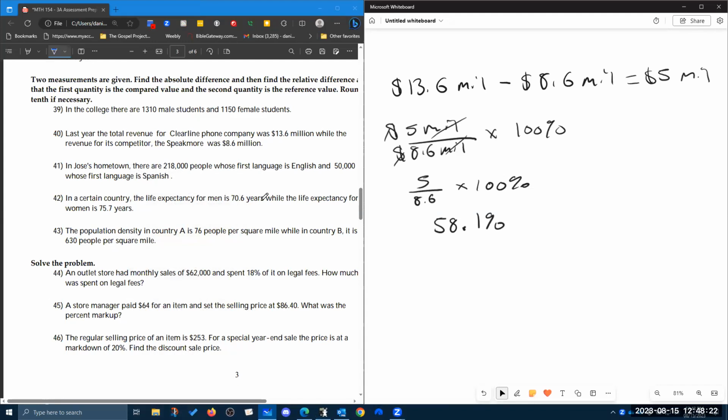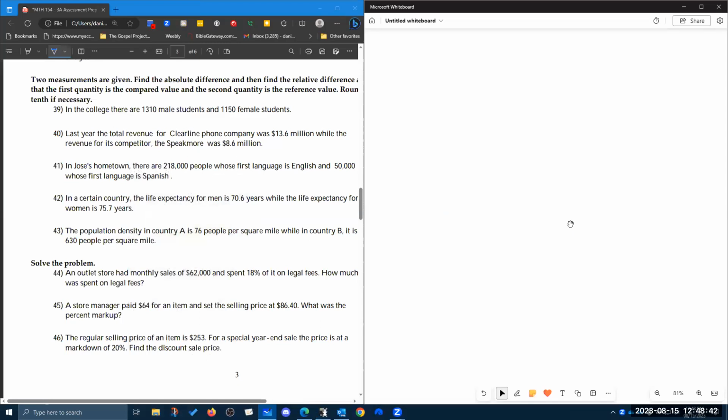So we can say that Clearline made 58.1% more in revenue than its competitor Speakmore. In Jose's hometown, there are 218,000 people whose first language is English and 50,000 whose first language is Spanish. We're assuming no intersection here because you're not going to have two first languages.